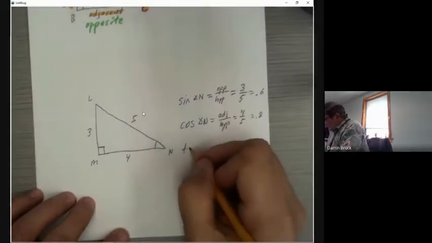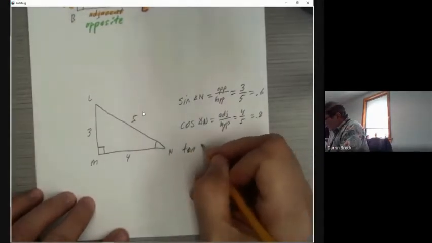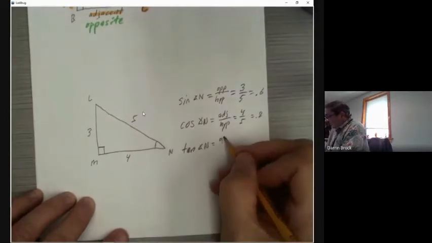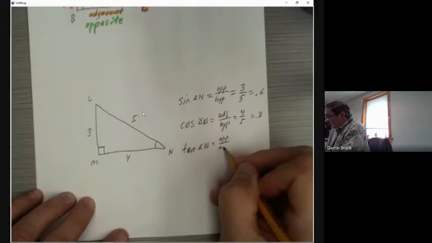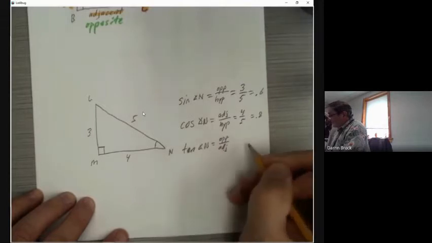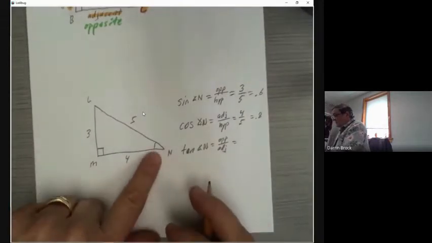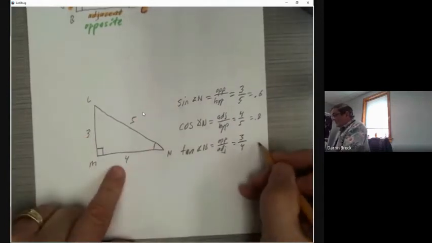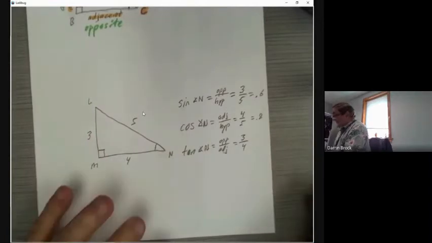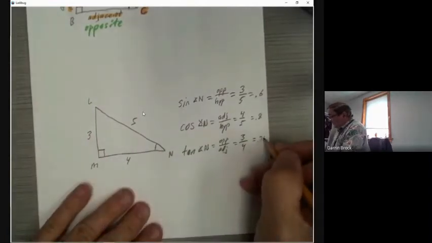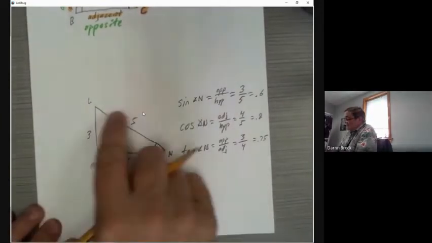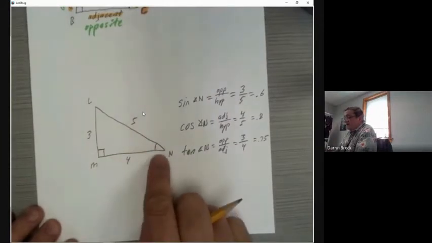The last one was tangent, T-A-N, angle N. Tangent, remember, was the opposite over the adjacent. Opposite was the 3. The adjacent was the 4. So 3/4 is the tangent of that angle, or 0.75 as a decimal when you put that in a calculator. So that is our sine, cosine, and tangent for this triangle when talking about angle N.